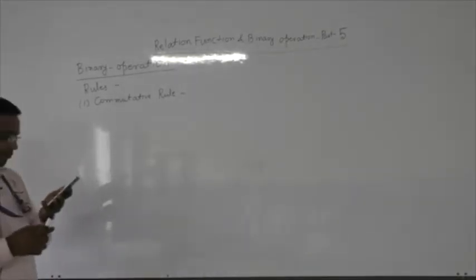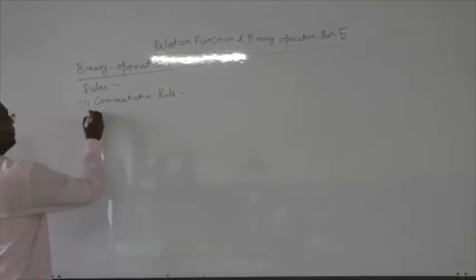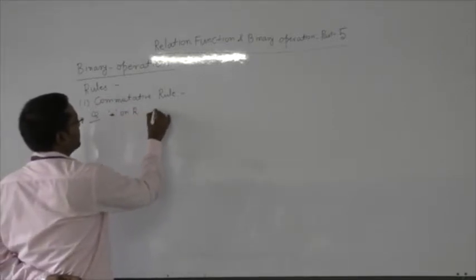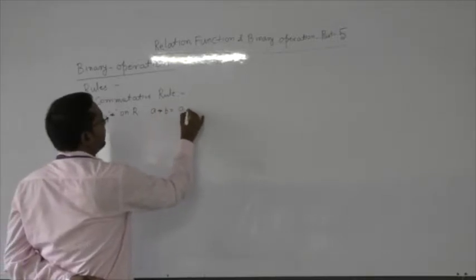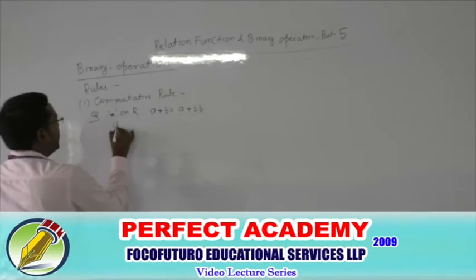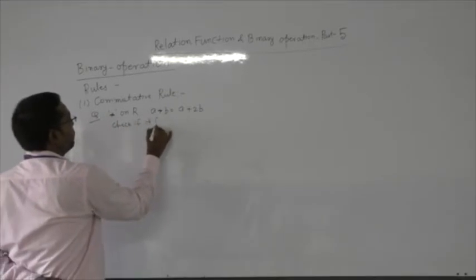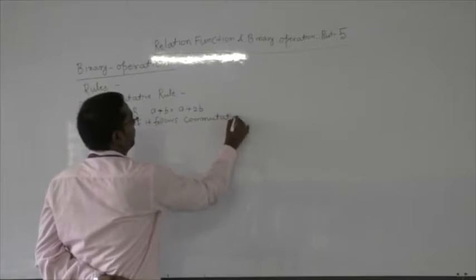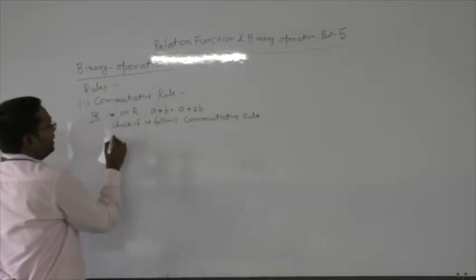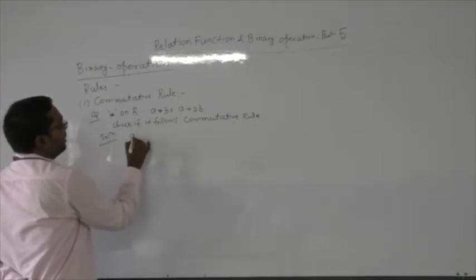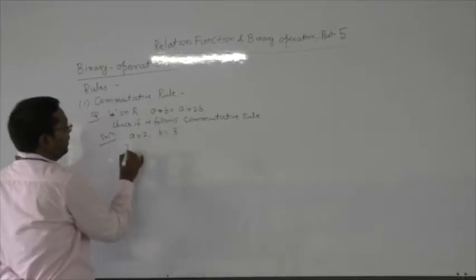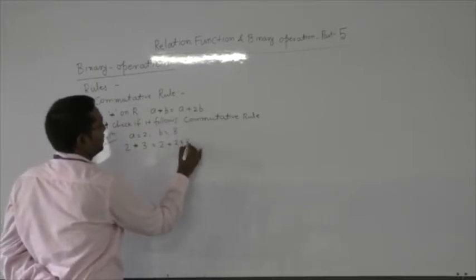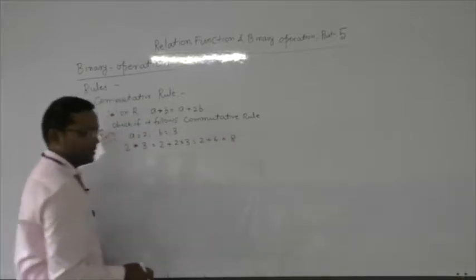Suppose the question is saying there is a star operation defined on the set of real numbers such that A star B is defined as A plus 2B. Check if it follows the commutative rule. Let's see. Here I am taking one example. Suppose I am taking A equals 2 and B equals 3. Then 2 star 3, what will we get? 2 plus 2 into 3, that is 2 plus 6, that is 8, right?